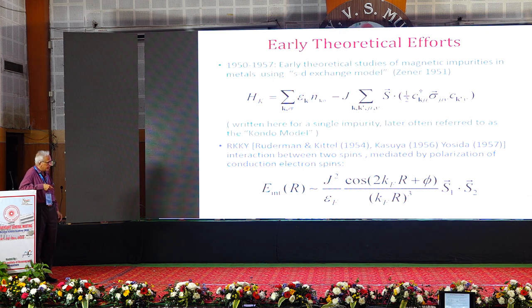Okay. And then if you take such a Hamiltonian, if I have many such impurities, the conduction electrons mediate an effective interaction between these impurities, and that's called the RKKY interaction, and that has this characteristic form of 1 over r to the power of 3.